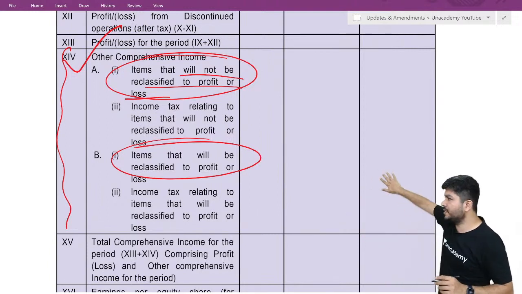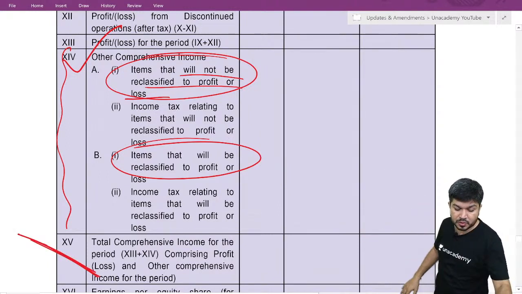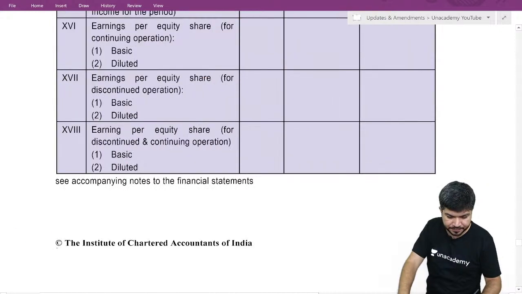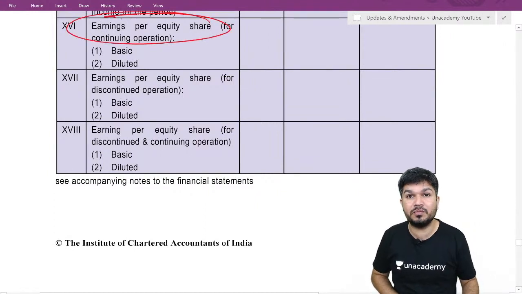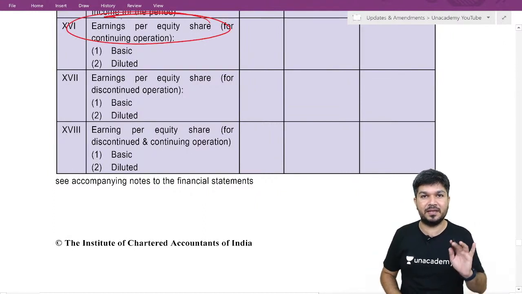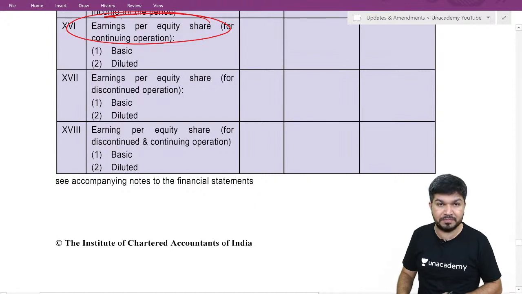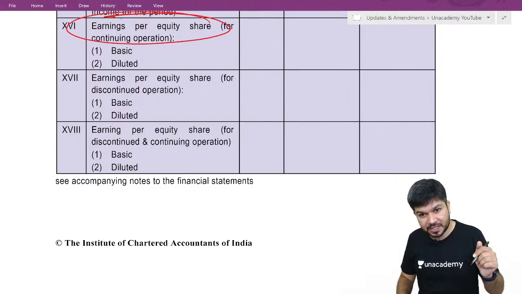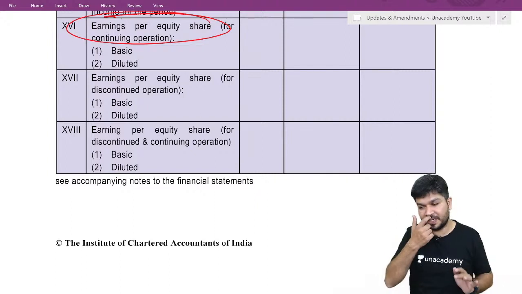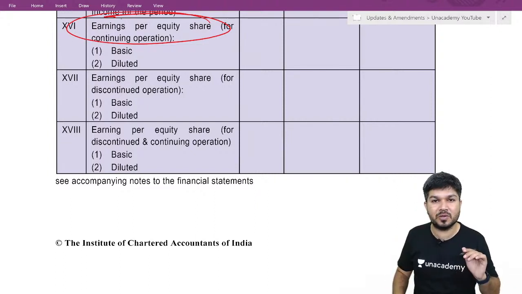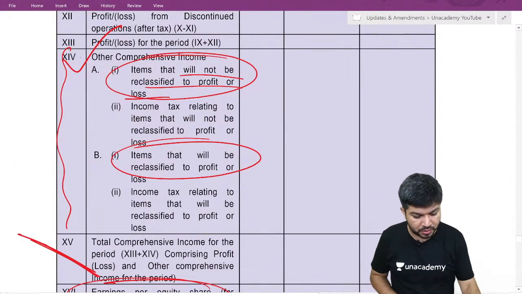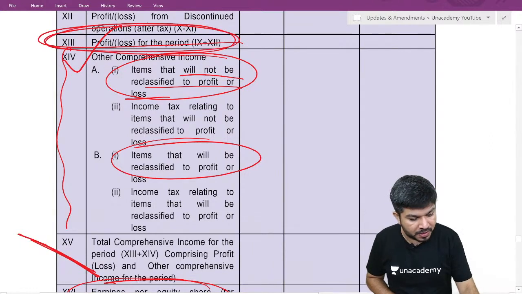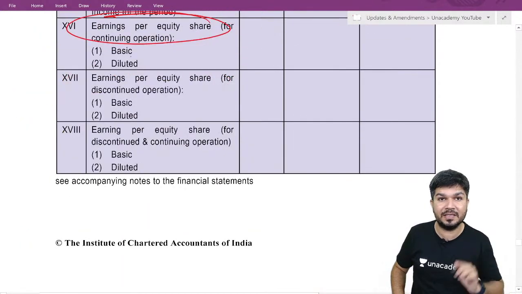Okay, so normal PNL plus OCI part, the total is called total comprehensive income. EPS is always to be shown on the face of your PNL, for continuing operations separately, discontinuing operations separately, and total separately. And just one more thing, EPS is always calculated based on your normal PNL without OCI. So on this 13th point, normal PNL without OCI, EPS is calculated.